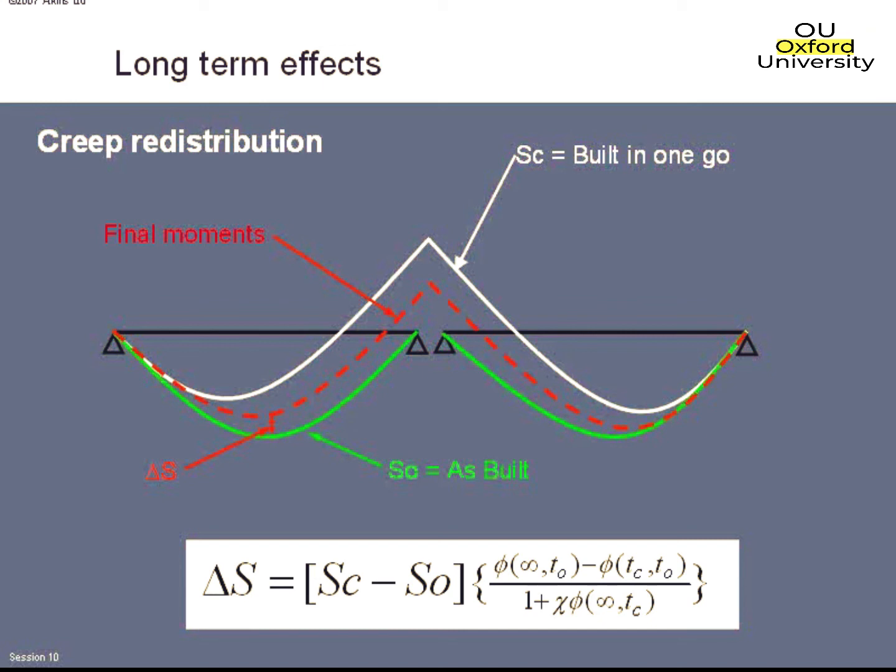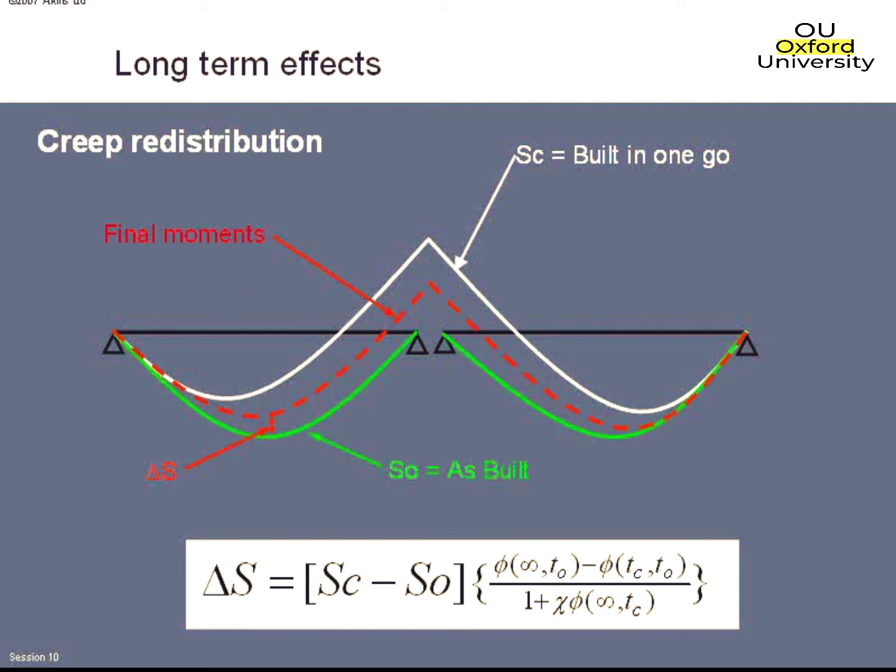And phi(tc, t0) is the amount of creep factor that we would get up to a time tc when we made the beam continuous. So this is sometime after first constructing the beam. And then the term on the bottom, phi(infinity, tc), is the amount of creep factor that we have after the beam was made continuous. And chi is another fudge factor to make things work, which has a value of 0.8, a sort of relaxation factor.